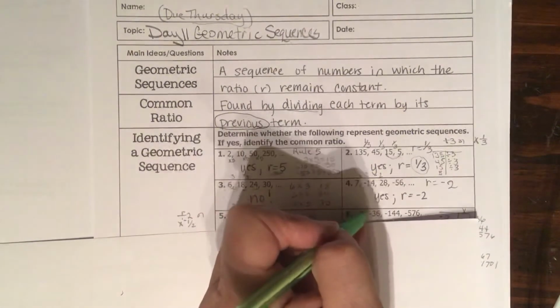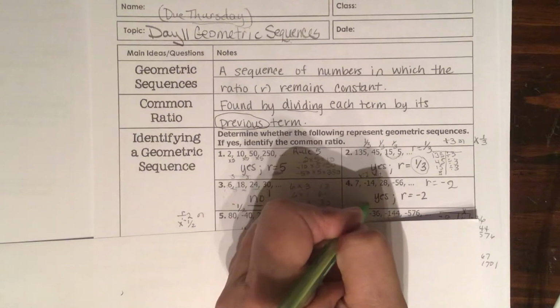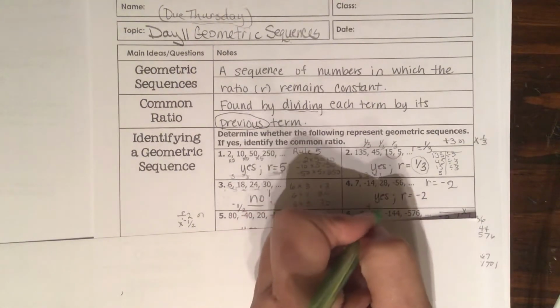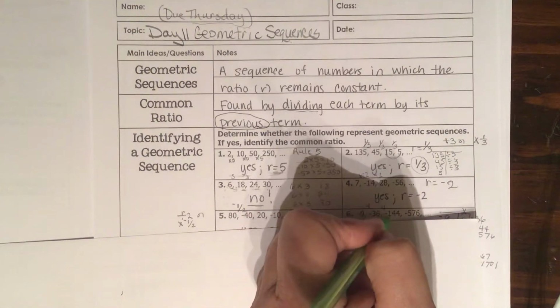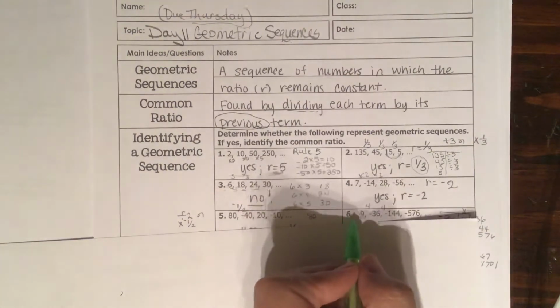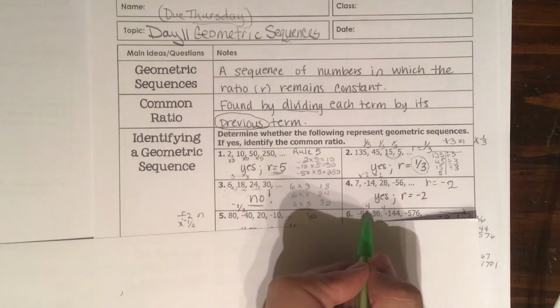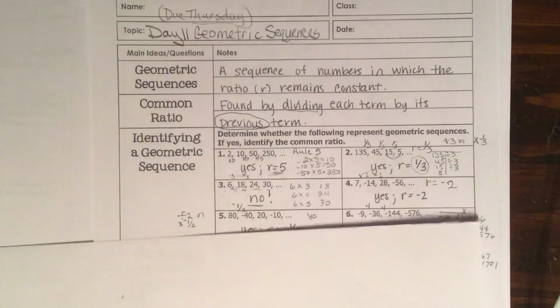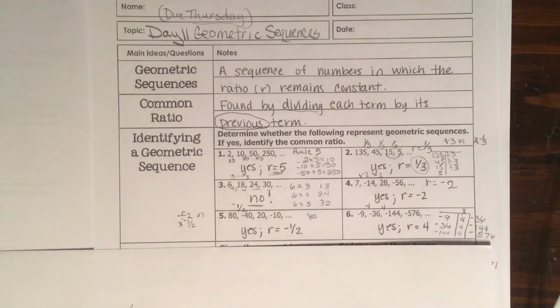Here we see 9 times 4 is 36. 36 times 4 is 144. We see all the answers are negatives, so all we have to do is put our rate as 4. So our rate is 4, and yes, it is.